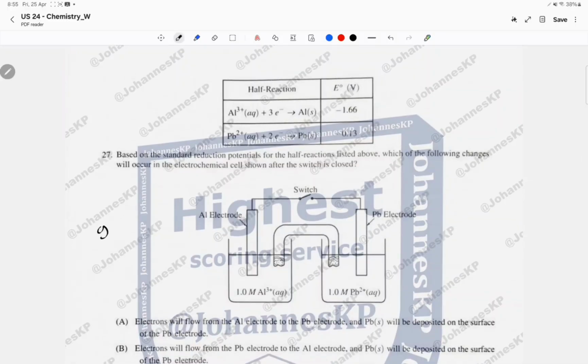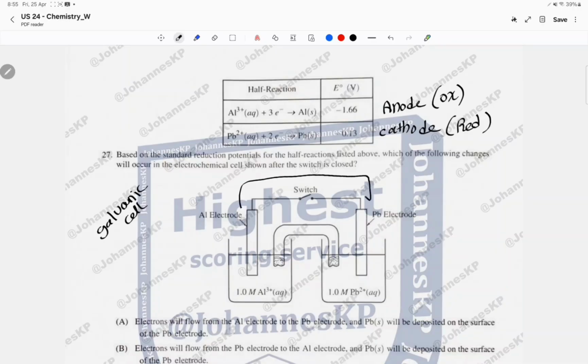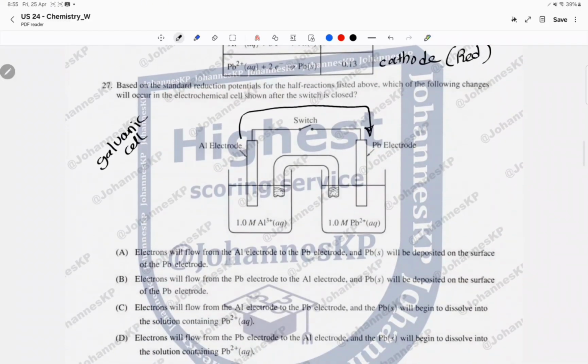So here we have a galvanic cell. And a galvanic cell is basically where the higher voltage is the cathode, and lower voltage is the anode. And electrons always leave the anode, because anode is oxidation, cathode is reduction. So electrons have to go from the anode to the cathode, from the aluminum all the way to the lead. Okay, so it's going to be choice A.